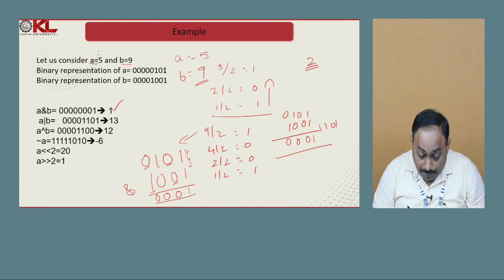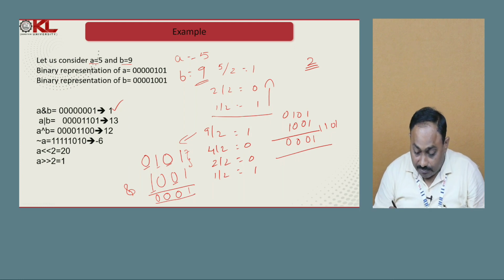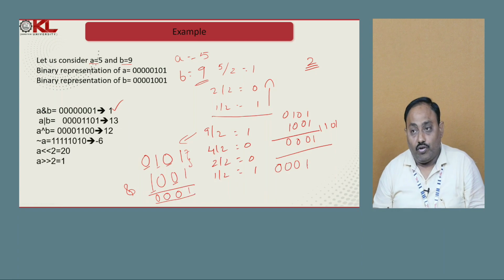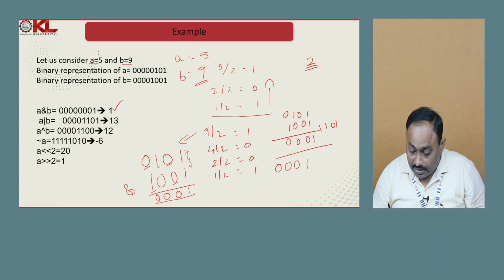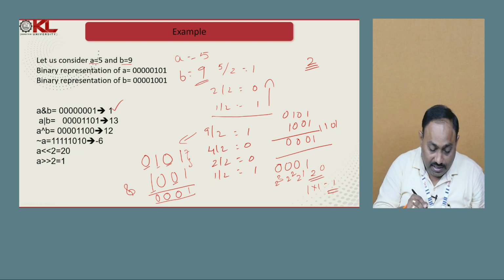Now this is the binary number, but I want to convert this binary to decimal, that is 0001. We know the standard formula to convert binary to decimal, that is 2 power 0, 2 power 1, 2 square, 2 cube. Here 2 power 0 indicates 1, so 1 into 1, that is 1. Now A bitwise AND B equals 1.